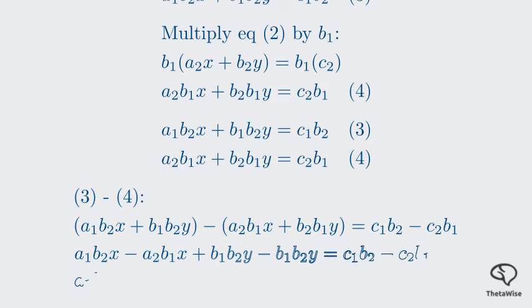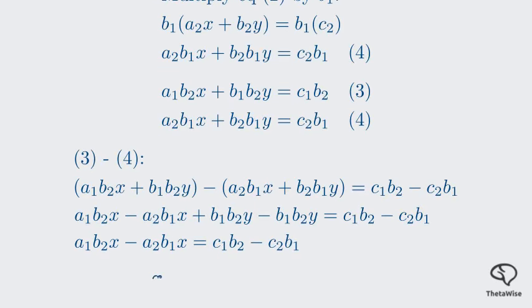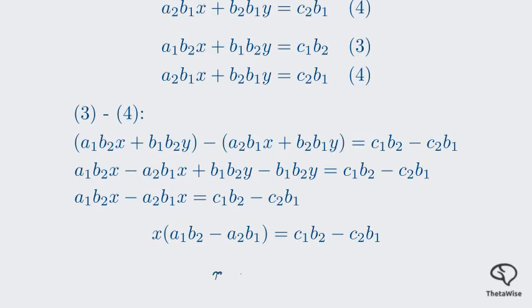We are left with a1b2x minus a2b1x equals c1b2 minus c2b1. Now we just need to solve for x. First, we factor out x on the left side, which gives us x times the quantity a1b2 minus a2b1. This equals the right side, c1b2 minus c2b1. Finally, we isolate x by dividing both sides by the term in the parentheses. So, x equals the quantity c1b2 minus c2b1, all divided by the quantity a1b2 minus a2b1.